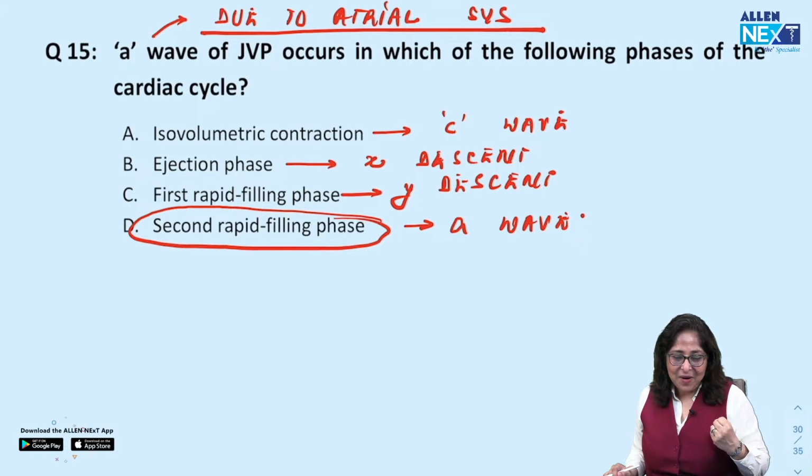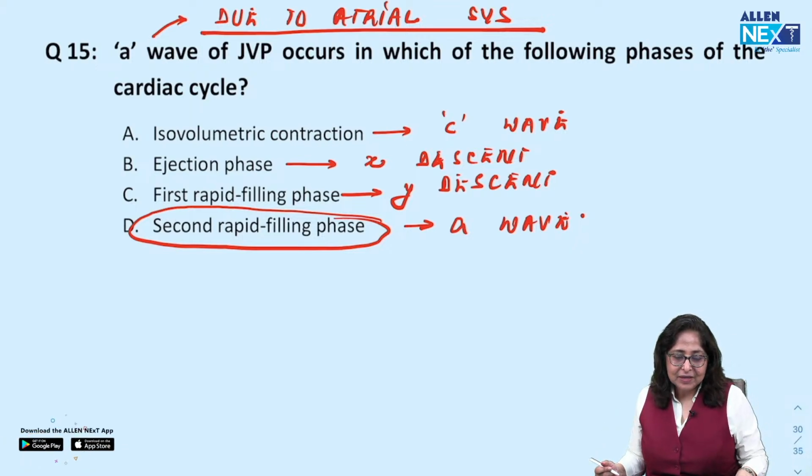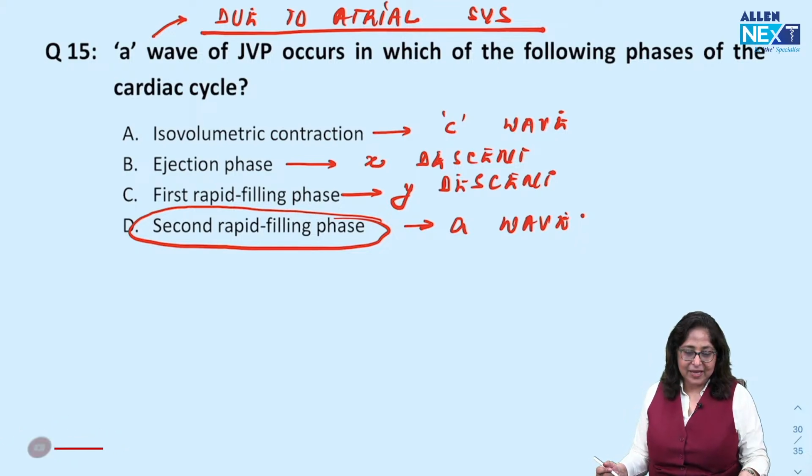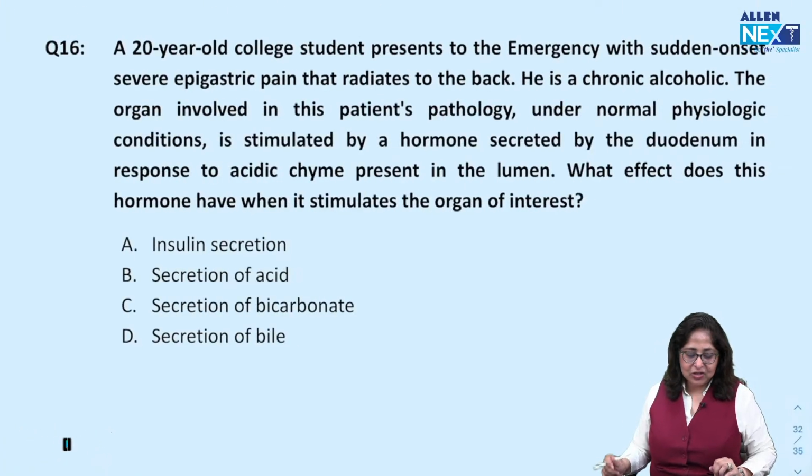Yes, I know, this is all autocorrect, so we can ignore that, right? Okay. All right. Yes, C wave is a positive wave which is due to bulging of the closed tricuspid valve into the right atrium during isovolumetric contraction phase. Fantastic. Okay, let's go on to the next question.